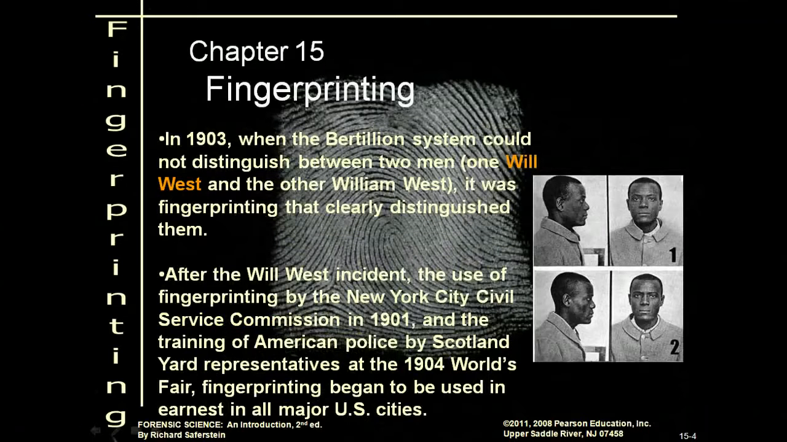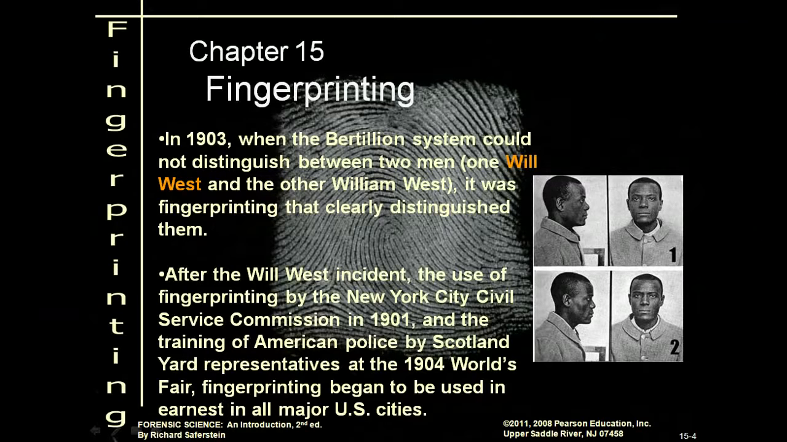Now, what caused the big shift, and you probably remember this as well, was the Will West case. Okay, you see the pictures over there where there were two guys who were in Leavenworth prison, and they were both charged at different times, and they came in and they had the exact same measurements using anthropometry, and so it didn't quite work so well. However, they did find out that they had different fingerprints. Turns out, most likely, both Will and William West were twin brothers. And so twins do not have the same fingerprints, but they would have similar or the same measurements.